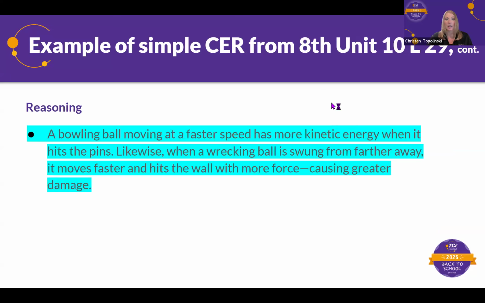So then the reasoning is that a bowling ball moving at a faster speed has more kinetic energy when it hits the pins. Likewise, when a wrecking ball is swung from further away, it moves faster and it hits the wall with more force, causing greater damage, which is what you want, right? If you're using a wrecking ball, you're trying to take a building down. So they can then put these pieces together.